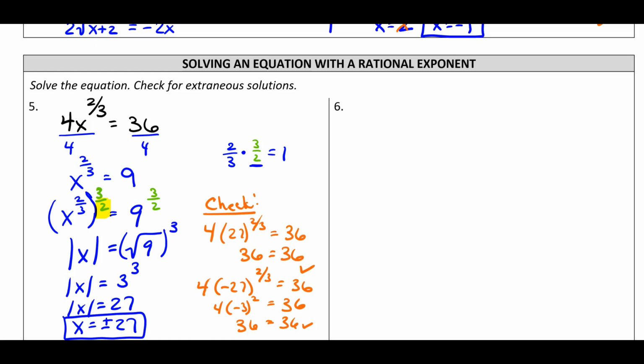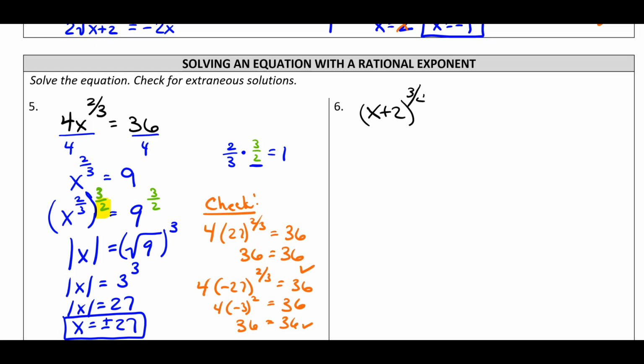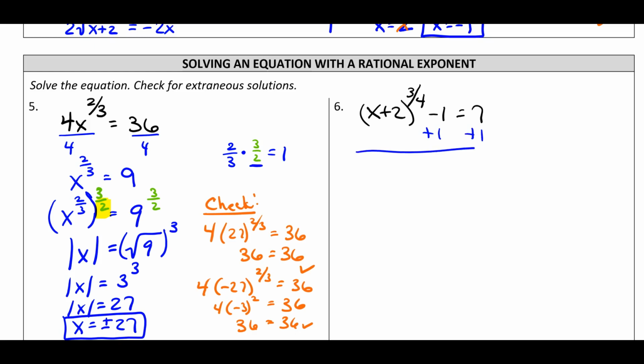All right, last one, number 6. x plus 2 to the 3/4 power minus 1 equals 7. So the first thing we're going to do is isolate that power right there. So we're going to add 1 to both sides. So x plus 2 to the 3/4 equals 8. Remember, to undo this 3/4 power, we're going to multiply both sides by the reciprocal of 3/4. So that means we're going to take both sides and multiply it by 4/3.